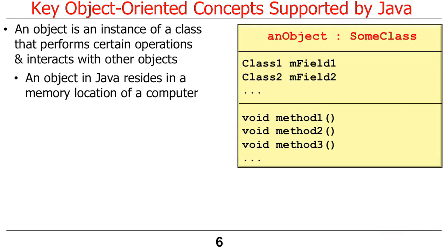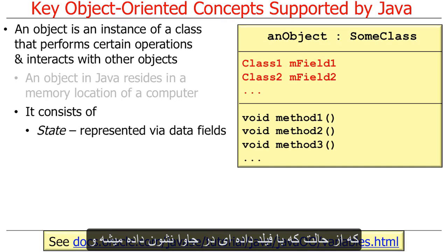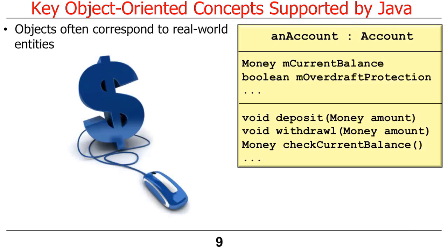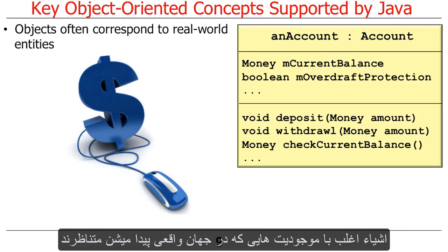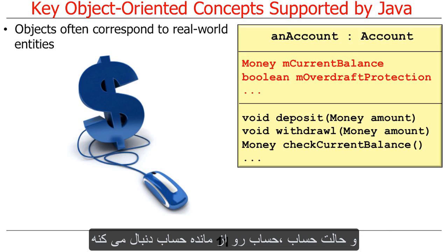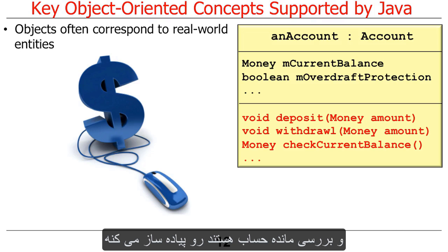An object in Java resides in a memory location of a computer. It consists of state, represented via Java data fields, and behavior, represented via Java methods. Objects often correspond to entities found in the real world. For example, an online banking app might have objects like accounts. An account's state keeps track of the account balance and whether overdraft protection is enabled. Likewise, its methods implement behaviors involving deposits, withdrawals, and checking the current balance of an account.